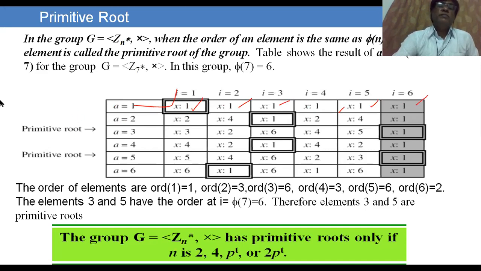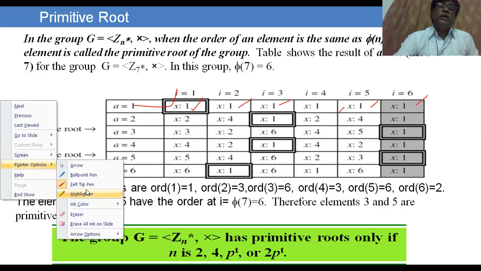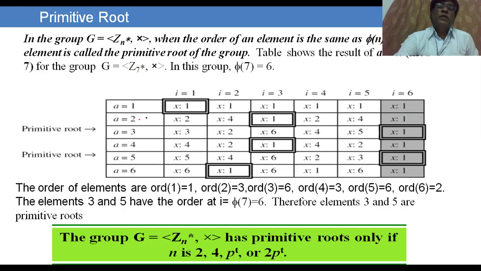But if a is equal to 2, then 2 power 1 is 2, and 2 mod 7 is 2. 2 squared is 4, and 4 mod 7 is 4.